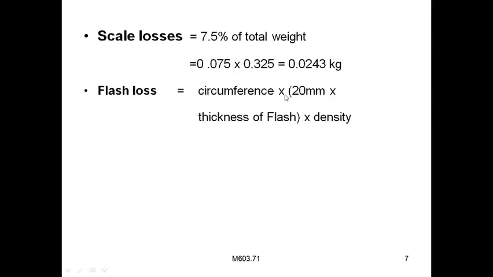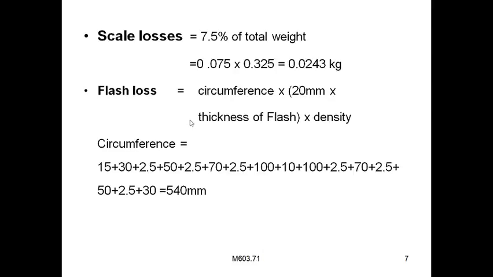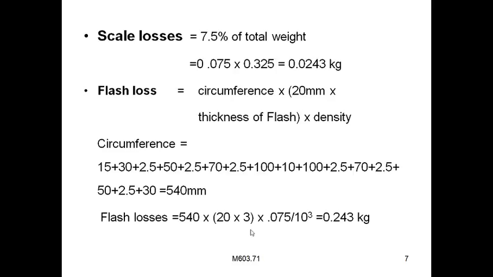You multiply that and you will get the weight. Then you calculate the length of the projected fin around the circumference of that previous object, with a 20 mm projection and a 3 mm thickness of the flash. You can see here it is 3 mm thickness and 20 mm projection. The length into width into thickness, then you multiply with the density, and you will get the flash weight.